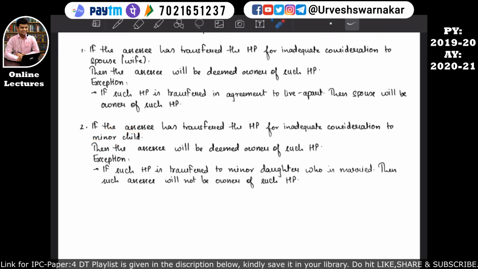I hope that also we have studied in that chapter. But there is an exception. If such house property is transferred to minor daughter who is married, then such assessee will not be the owner of such house property. That means the transferor assessee who is transferring the house property to the minor daughter who is married will not be the owner of such house property. I hope this is quite clear.